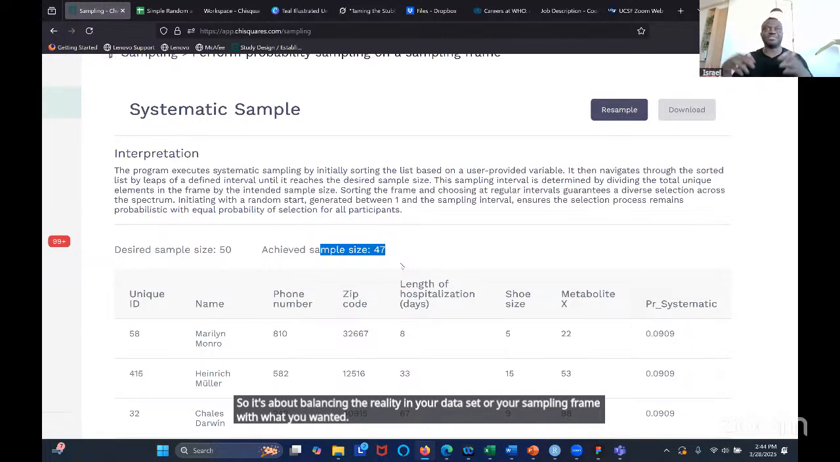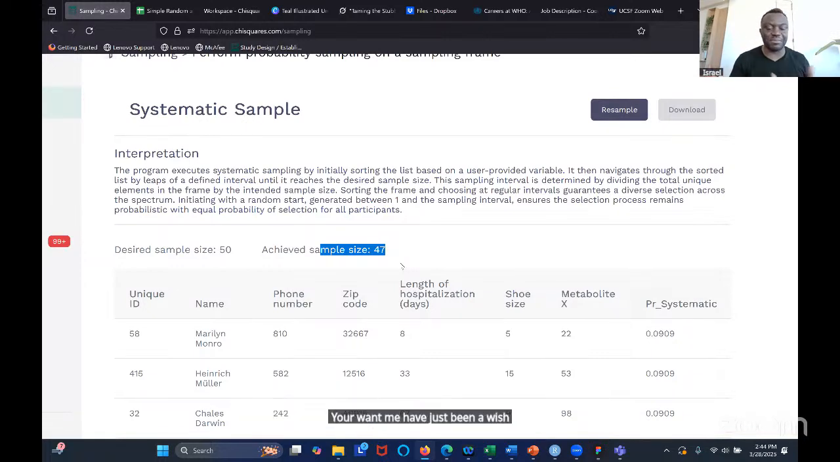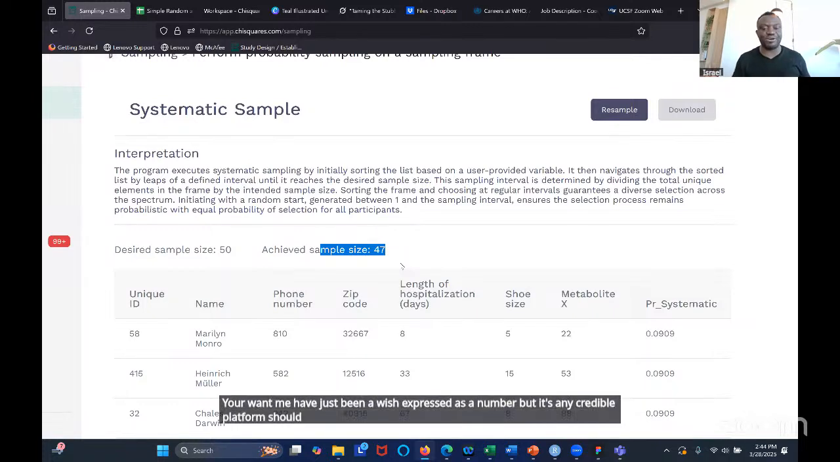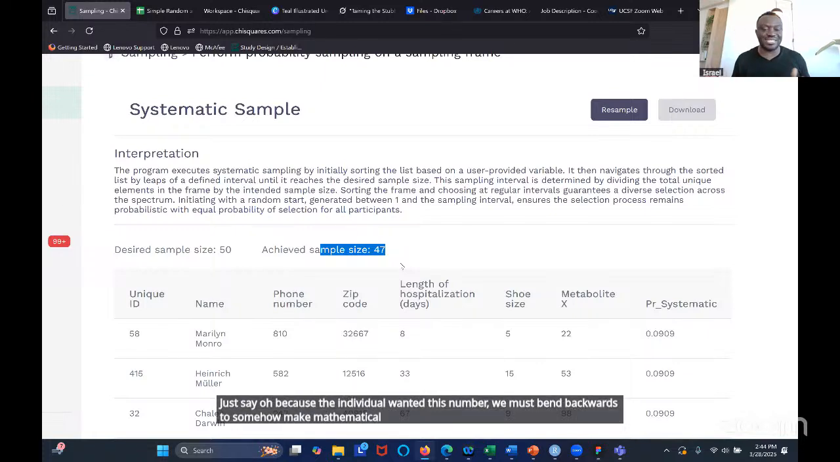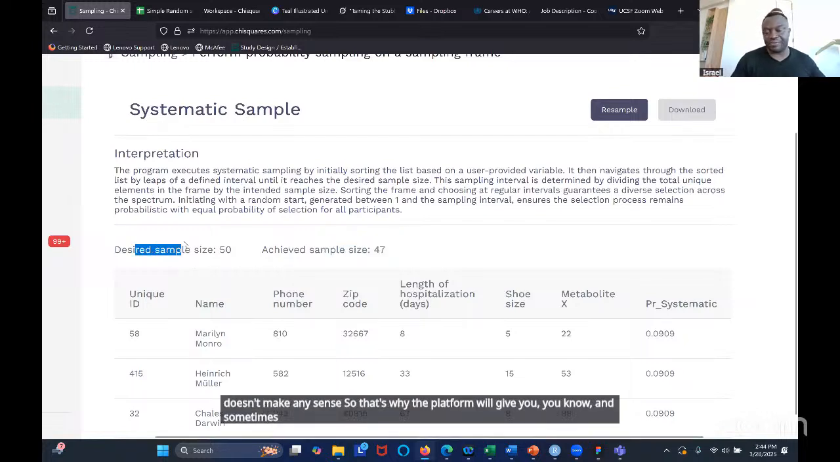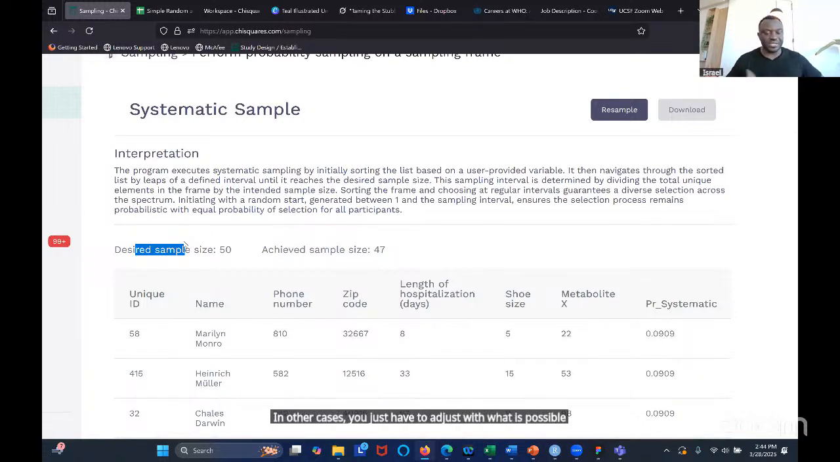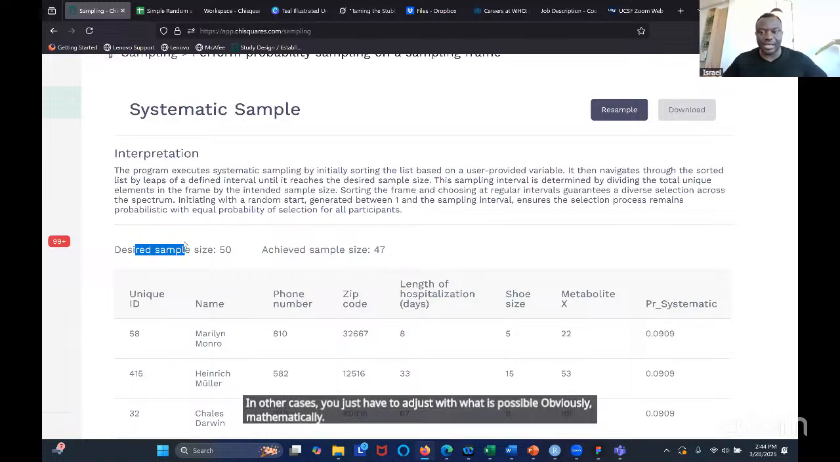Your want may have just been a wish expressed as a number, but any credible platform should not just grant you your wish because you wished it so, because then you start having a lot of errors in just saying, oh, because the individual wanted this number, we must bend over backwards to somehow make mathematical realities come through in a way that doesn't make any sense. So that's why the platform will give you, and sometimes you will get what you wanted, if your sampling frame is big enough. In other cases, you just have to adjust to what is mathematically possible. I hope that answers the question.